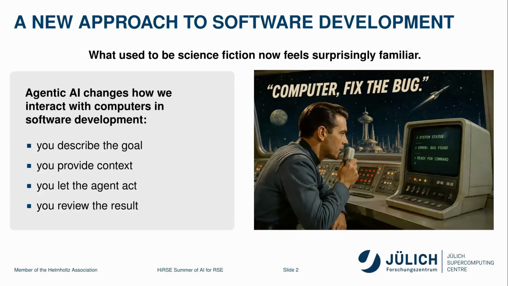Agentic AI is a new and exciting approach to software development. Agentic AI changes how we interact with computers in software development. So basically, you describe the goal, you provide the context, you let the agent act, and you review the result. So what used to be science fiction now feels surprisingly familiar.